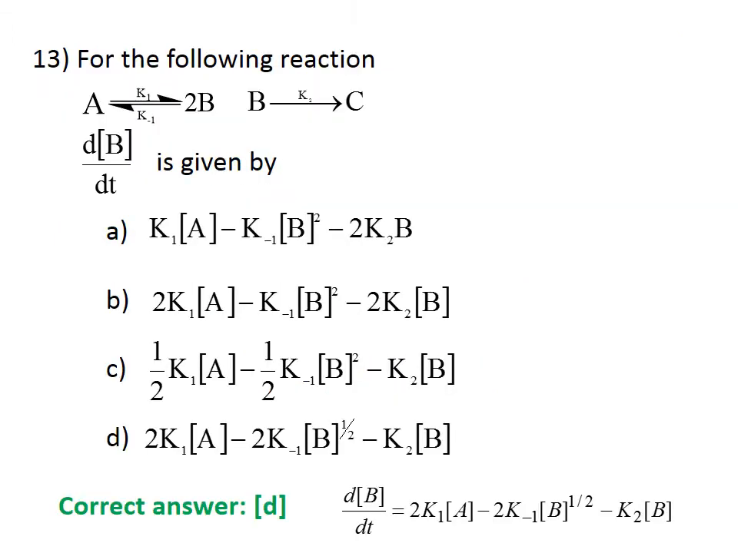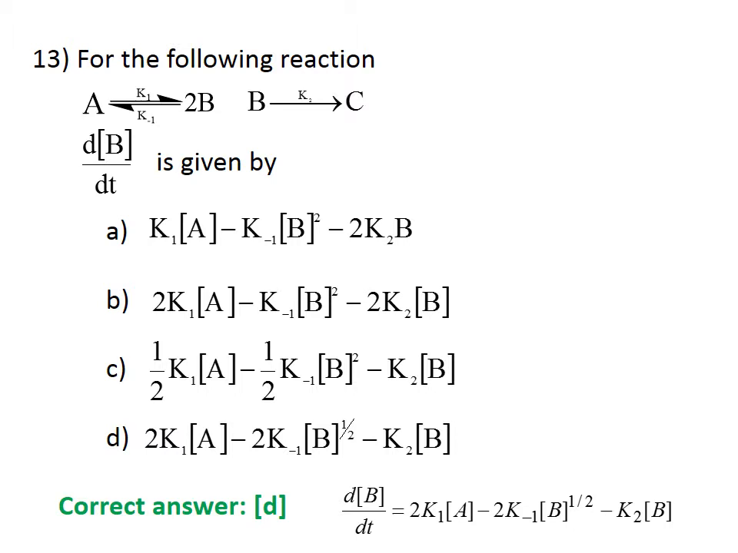13. For the reaction A reversible arrow 2B, K1 and K minus 1 are the rate constants, and B gives C, K2 is the rate constant, and here what is the rate of d[B] by dt given by? You have to apply the steady state approximation. B is an intermediate, therefore you have to calculate the rate of formation as well as the rate of disappearance. The correct option is D.